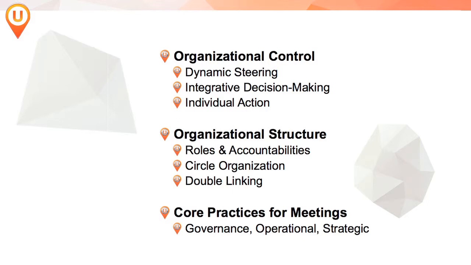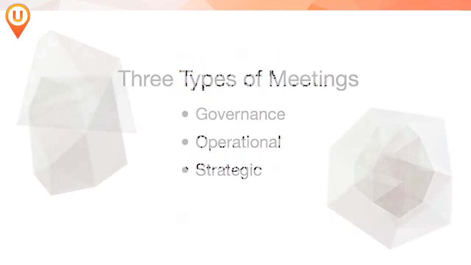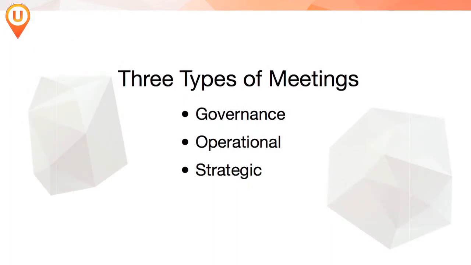So having looked at this area of organizational control and organizational structure, we're now going to touch on organizational practices, particularly for meetings. And we're going to go into more detail on these in the following sessions, but just to cover the basics here. What this approach does is it splits out three different kinds of meetings: governance, operational, and strategic. And this is very liberating for these meetings because they really fulfill different purposes and therefore require and benefit from different approaches and structures to the meetings.